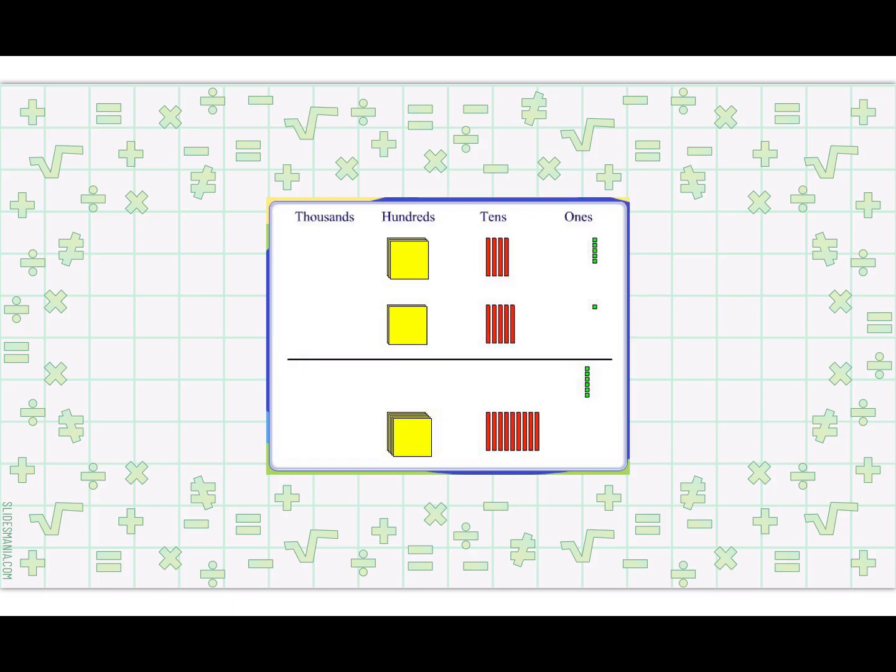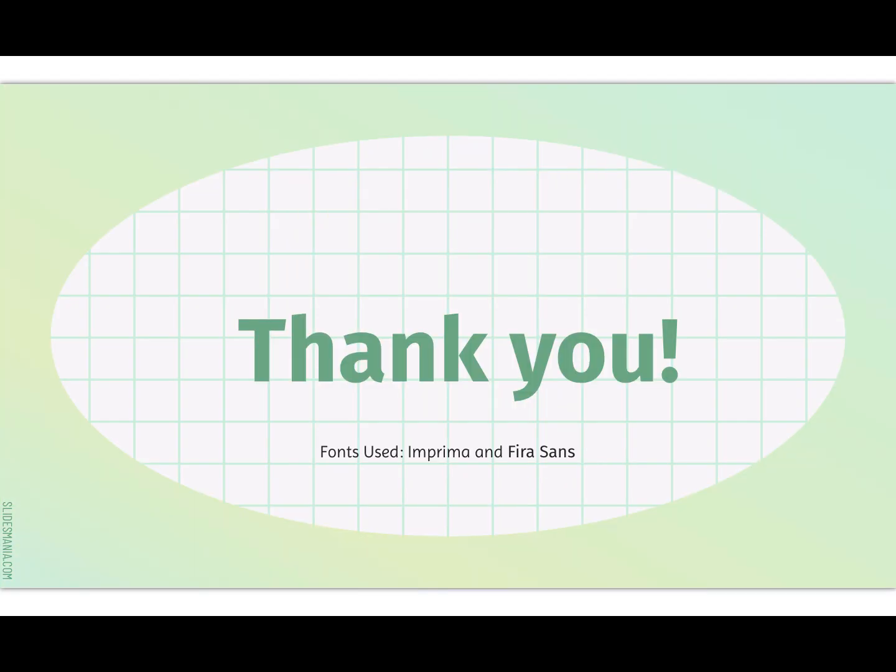In the next lesson, we'll move from using blocks to drawing pictorial models, and then abstract addition using just numbers. So for now, we're going to keep practicing using base 10 blocks to build fluency and understanding. Thanks for watching, and remember, math makes more sense when you can see it.